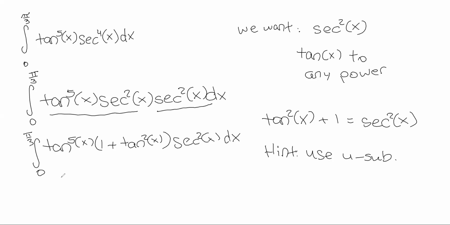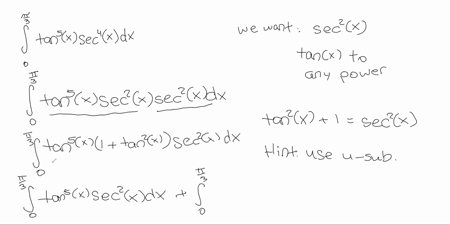And then if we distribute, we're going to get two separate integrals. We have the integral from 0 to pi over 3 of tangent to the fifth power times secant to the second power of x dx. And then the other integral would be tangent to the fifth power times tangent to the second. So overall, we're going to have tangent to the seventh power times secant squared of x.